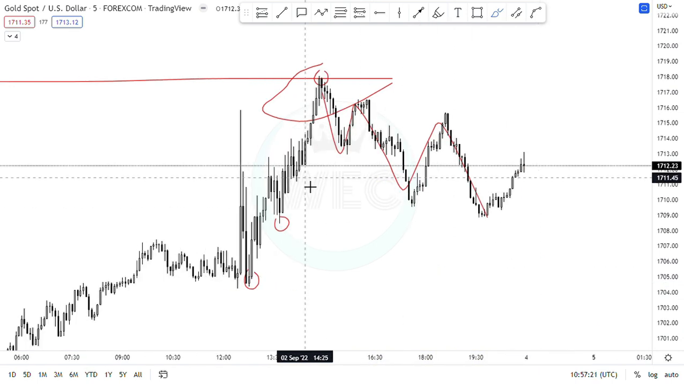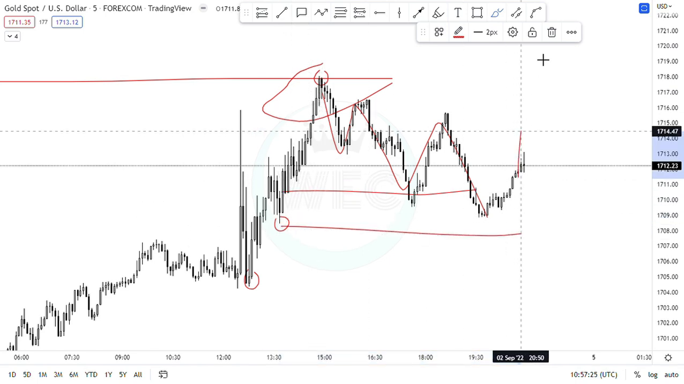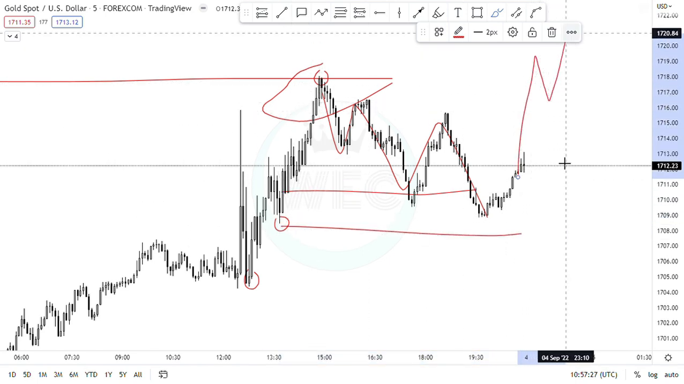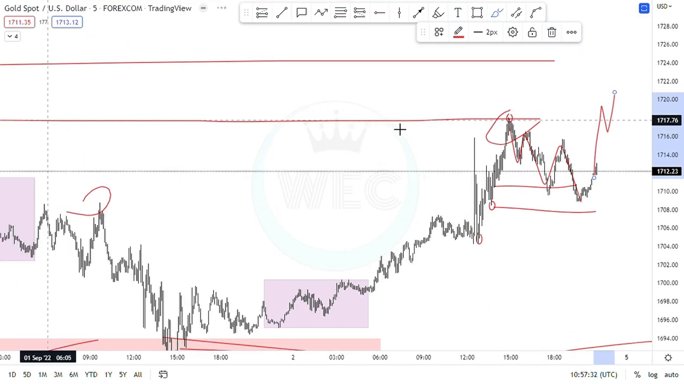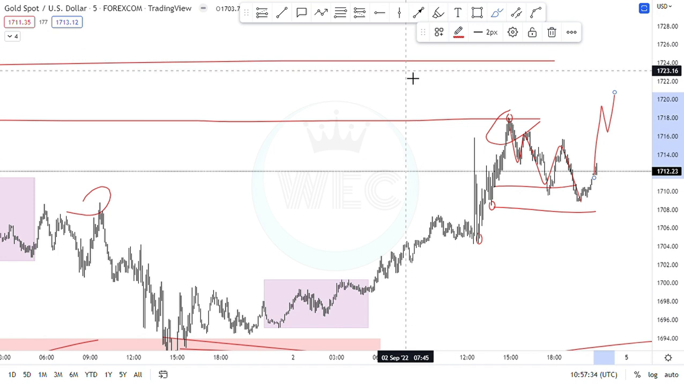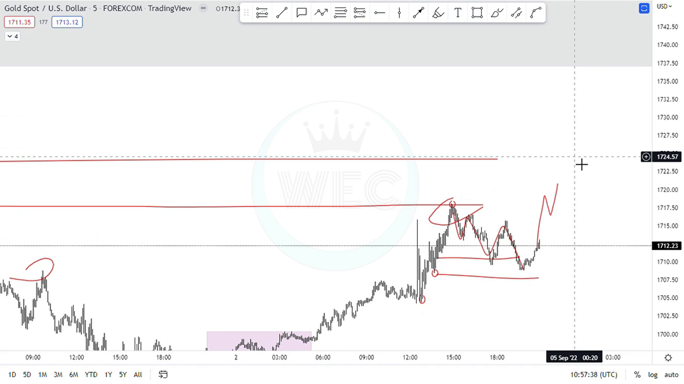What it also means is that we can have this level still respecting, and price will make a push all the way to the upside to even cause this H1 structural supply zone to break, right? Then we'll be heading straight into H4. So these are the possible scenarios.